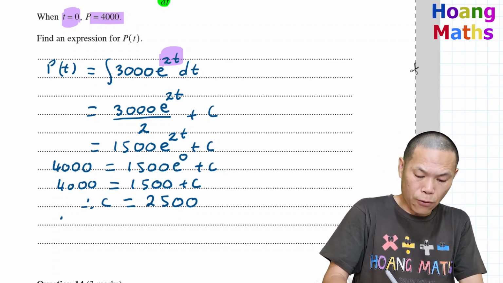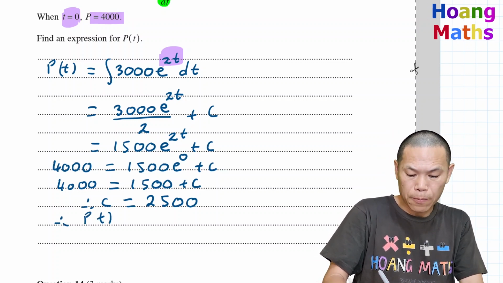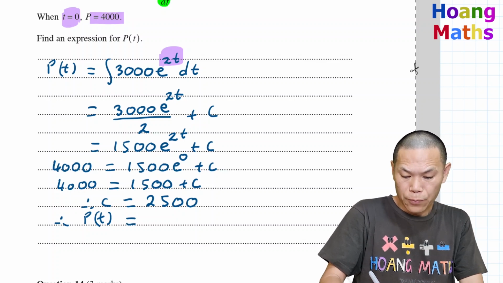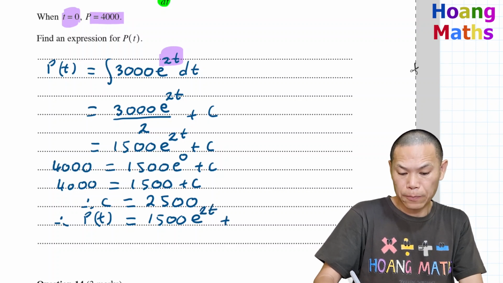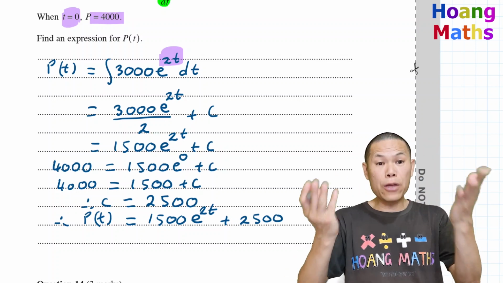So now, therefore, P of t is 1500 e to the 2t, we plus 2500. So there you go.